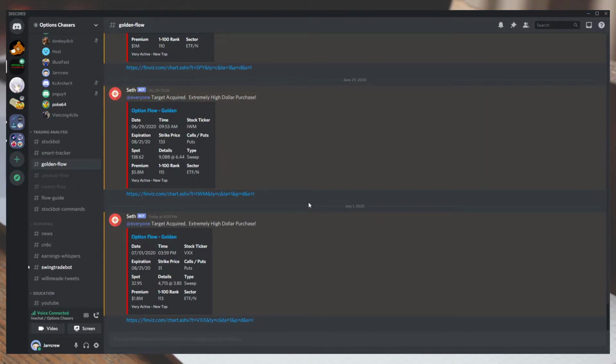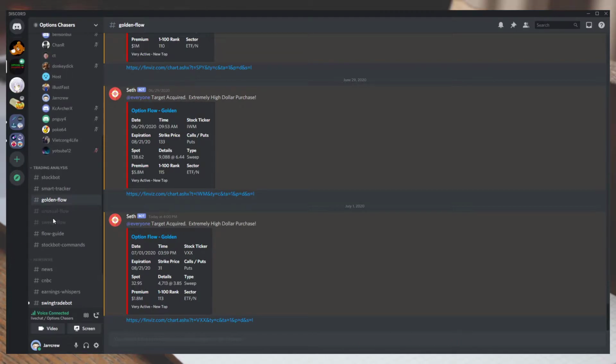If you were to follow one channel compared to the others, I would do the Golden Flow, because there's a high probability of that transaction going in the money by the expiration date. It's like following the big wolves on Wall Street, where they're spending their money. That's exactly what you're doing with the Golden Flow.